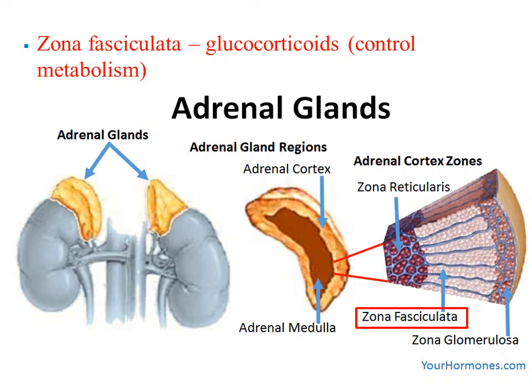The zona fasciculata is the interior portion of the cortex. It will produce glucocorticoids. These will control metabolism. So individuals who have weight issues and they have problems controlling their metabolism, their catabolism of sugars and the anabolism of sugars, they might have a cholesterol issue. They might not be consuming enough cholesterol, which cannot make enough glucocorticoids.